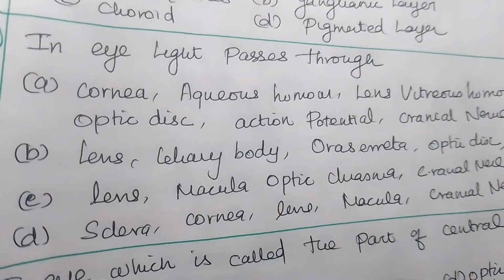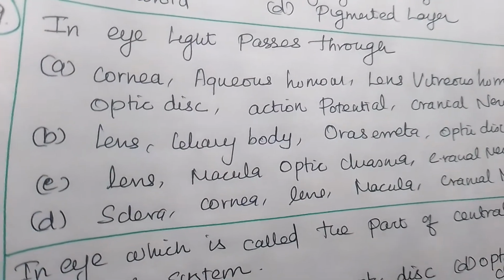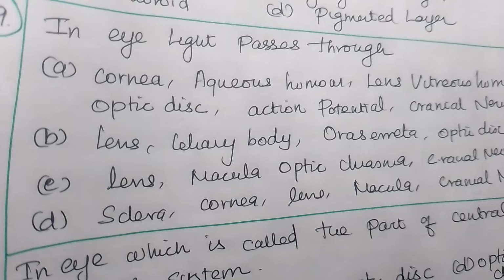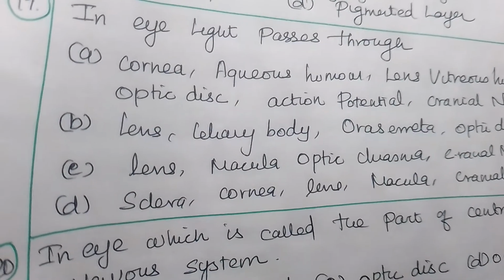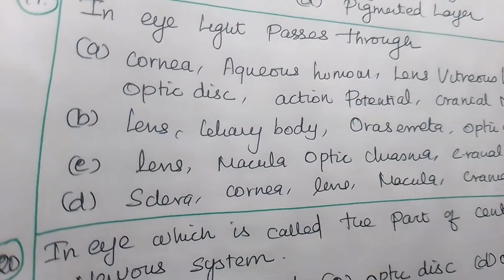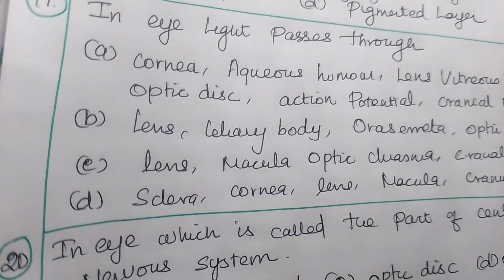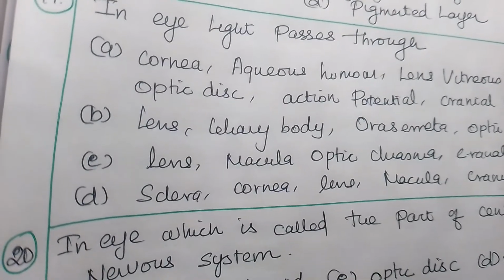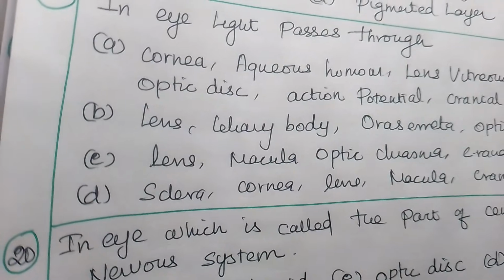19th. In the eye, light passes through: A. cornea, aqueous humor, lens, vitreous humor, optic disc, then action potential, then cranial nerve. B. Lens, ciliary body, ora serrata, optic disc, and central nervous system. C. Lens, macula, optic chiasma, cranial nerve. D. Sclera, cornea, lens, macula, corneal nerve.